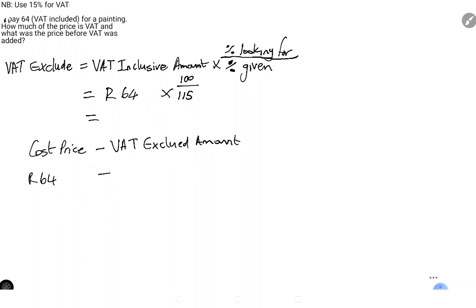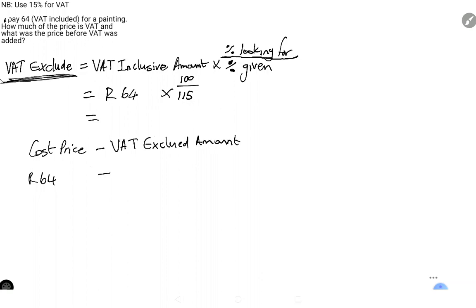How much of the price is VAT? And what was the price before VAT was added? Okay, so there are two questions there. The first one is how much is the price of VAT, and what was the price before VAT was added? So firstly, we are looking for the VAT excluded amount. Okay, so we want to take the VAT out.